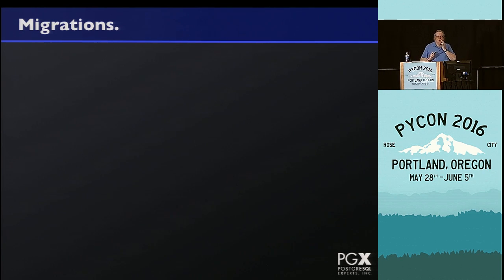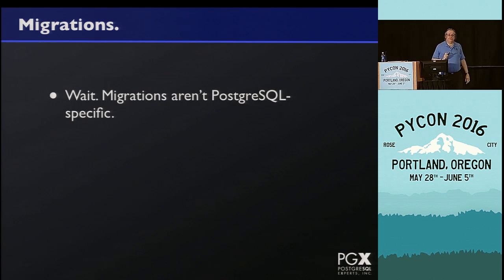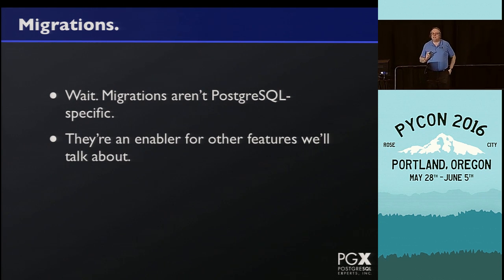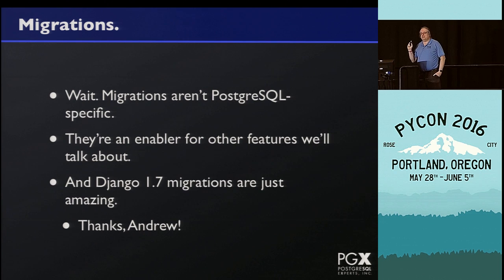So the first thing I'm going to talk about is native migrations. Which the first thing you'll say is, well, wait, those aren't Postgres specific. Why are you talking about them? And the reason I want to just go over them quickly is because they're an enabler for a lot of the other stuff we're going to be talking about. So I just want to get everyone up to speed in case. And 1.7 migrations are just amazing. They're really, really nice. So thanks to Andrew Godwin, who implemented those.